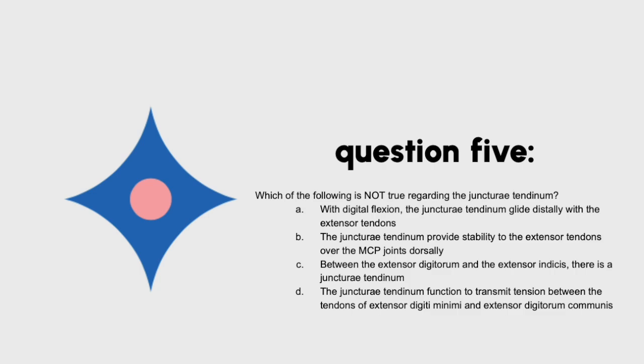For question 5, the correct answer is C. The juncturae tendinum are intertendinous connections that are relevant with our extensor tendon anatomy. All of these are true statements other than C. There is not a juncturae tendinum between EDC and the EIP, or extensor indicis.